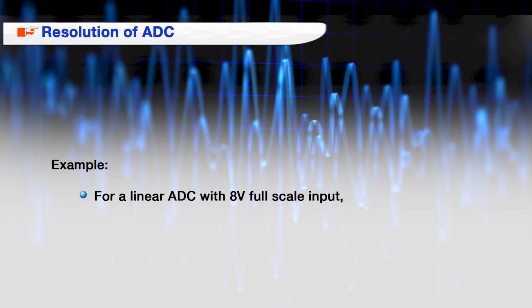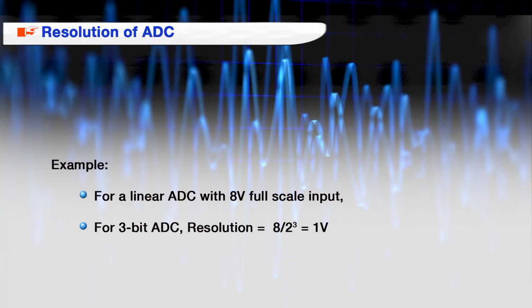Suppose we have a linear ADC with 8 volt full scale input. If n is equal to 3, then resolution will be equal to 8 divided by 2 to the power 3, which is equal to 1 volt. Now if the value of n is equal to 4, in this case resolution is equal to 8 by 2 to the power 4, which is equal to 0.5 volt. So for larger value of n, resolution is better. Also we can improve resolution by reducing full scale range without changing the value of n.